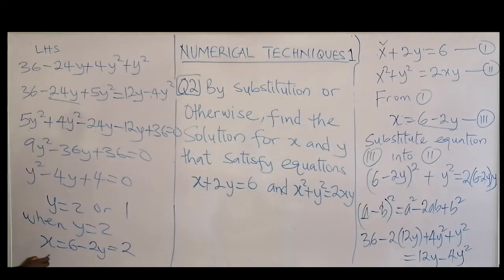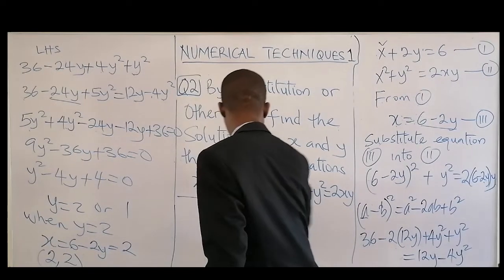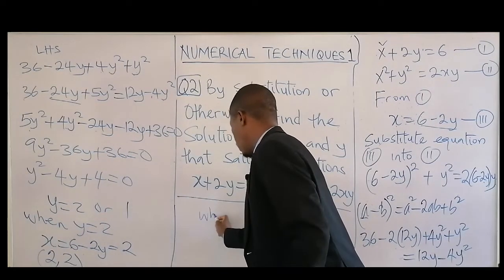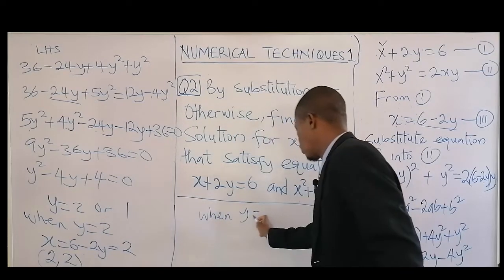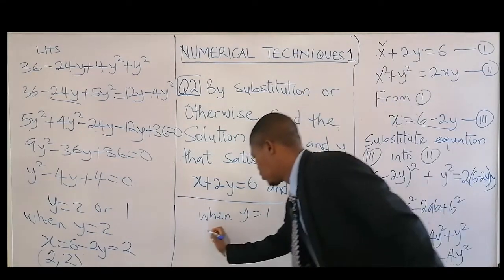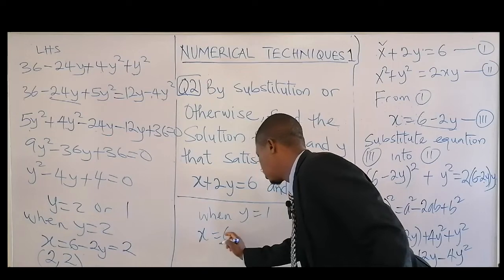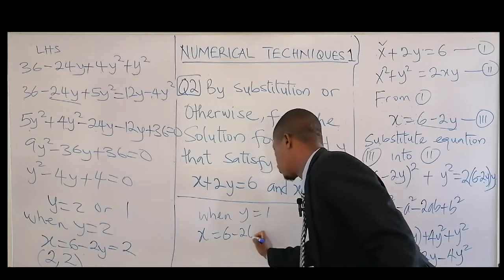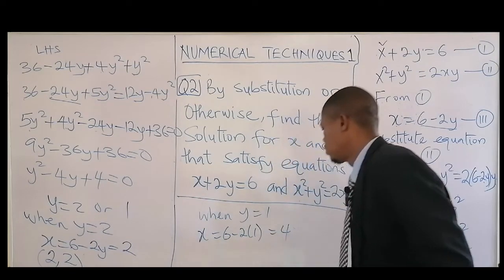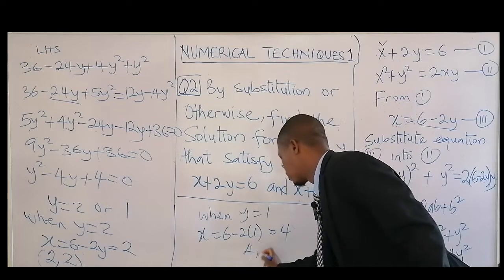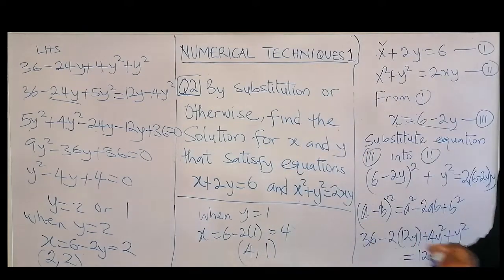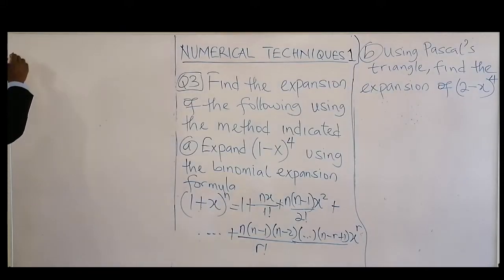Okay, so in that case now, the coordinate is what? 2 comma 2. Okay, and the second one, when y is 1, x is equal to what? 6 minus 2 times 1, and that's what? That's 4. So the coordinate is what? 4 comma 1, and that finished the question. Yeah, solution to question 3.